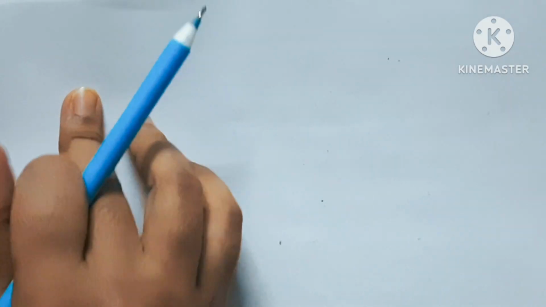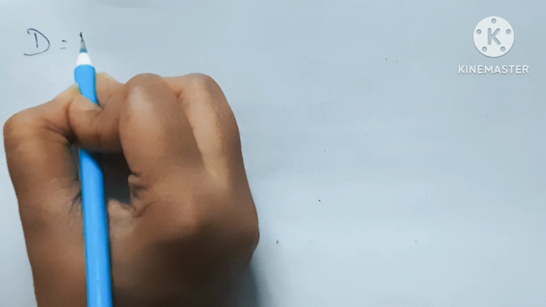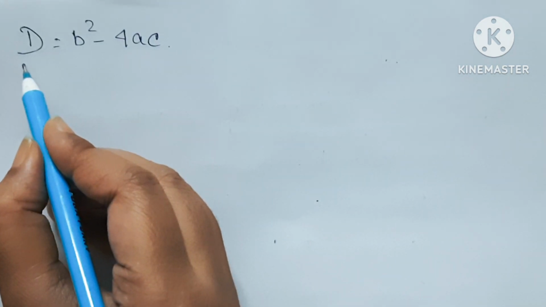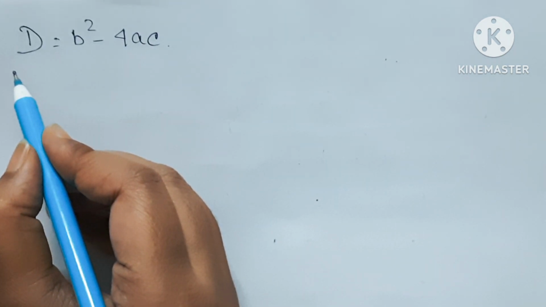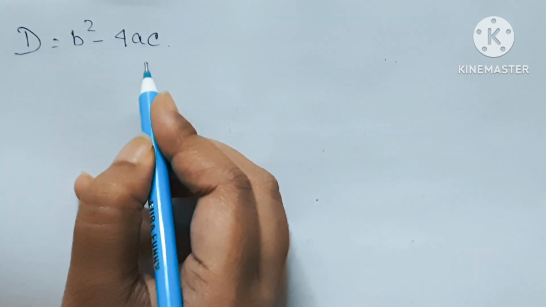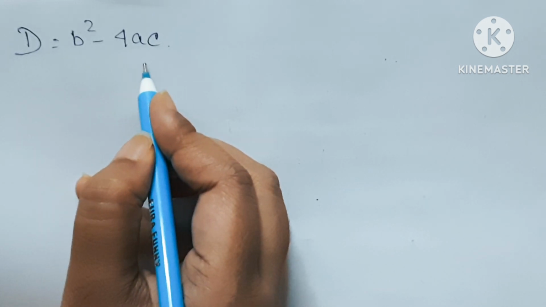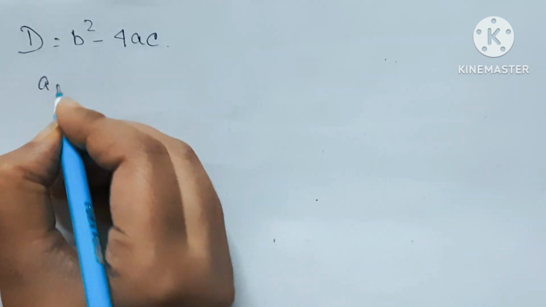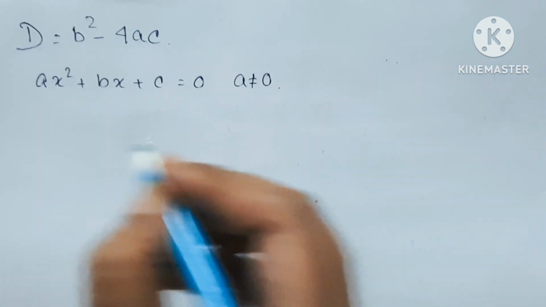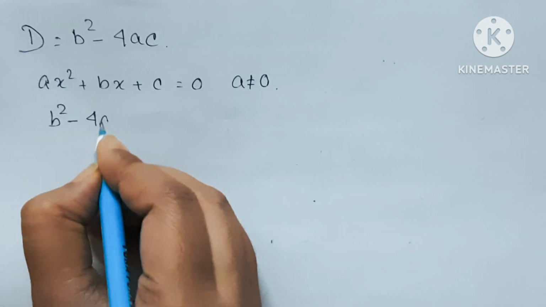See, in case of method 2, I have told you D means discriminant, D equal to b square minus 4ac. That is a special term, the discriminant of a quadratic equation. Now why is it so special? Because it will help you to understand the nature of the roots without computing the roots. Suppose you have a quadratic equation ax square plus bx plus c equal to 0, where a not equal to 0. Now what you need to find out is the discriminant, that is b square minus 4ac.